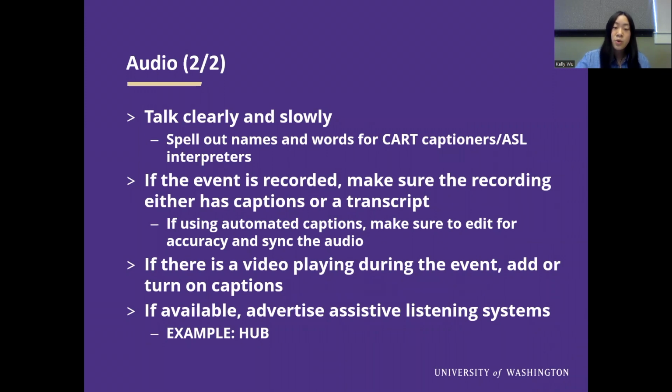If the event is recorded, make sure the recording either has captions or a transcript. And if using specifically automated captions, make sure to edit for accuracy and sync the audio. If there is a video playing during the event, add or turn on captions. And if available, advertise assistive listening systems. For example, there are many of those services in the hub.